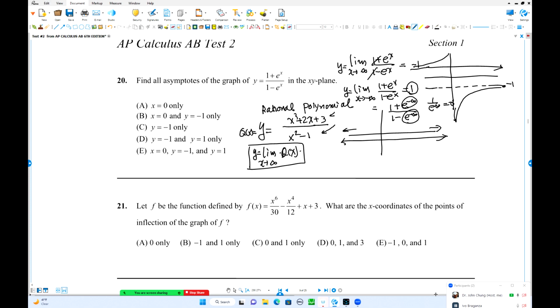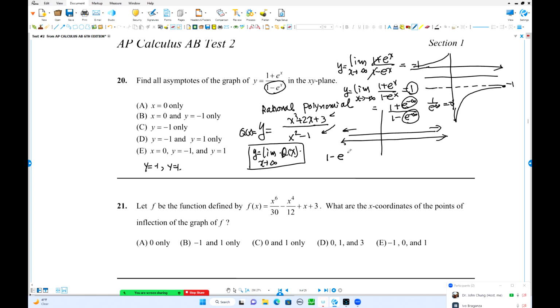Are you okay with this? So, find the asymptote. We have two asymptotes, right? Two horizontal asymptotes, not only one. This is not polynomial. So y equals 1 and y equals negative 1. Another one is the vertical asymptote, when the denominator is 0.